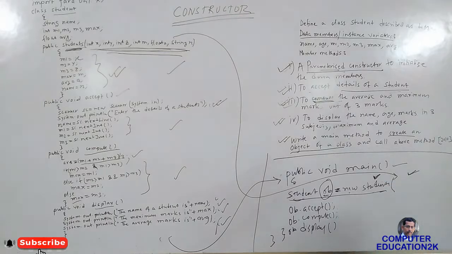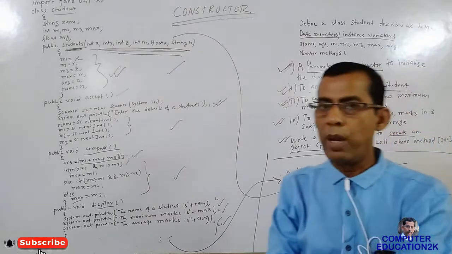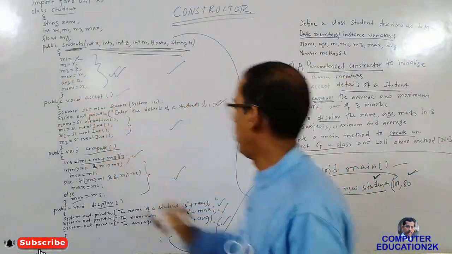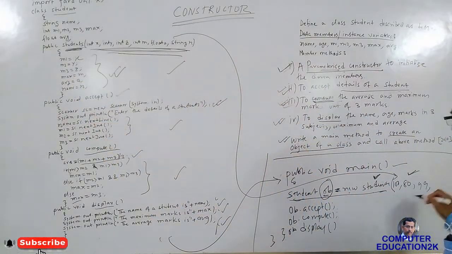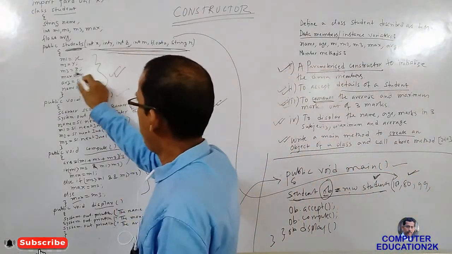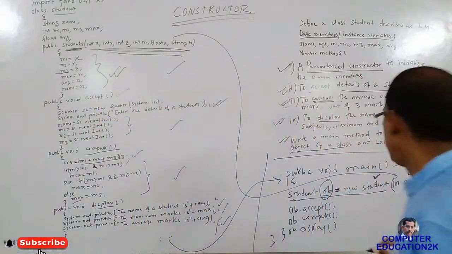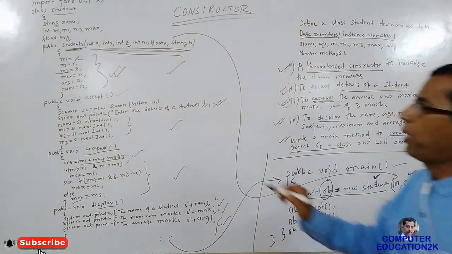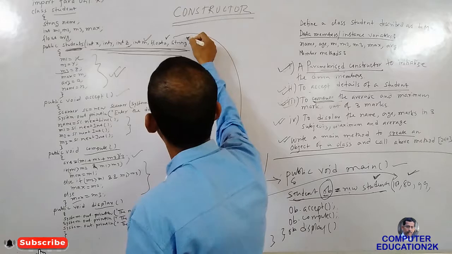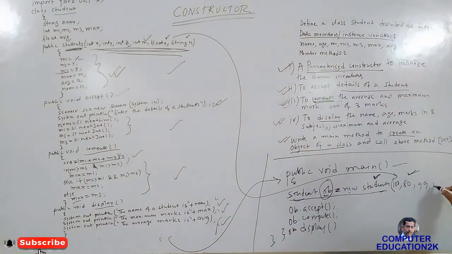Say for X, I am giving 100, and the 100 will go to M1. Then for Y I am giving 80, and 80 will go and be stored in M2. Then again I am giving 99, this 99 will be stored in Z, and then from Z it will go to M3. Then I have given 3 more parameters here: max, average and name. For max I am giving 0, for average 0.0, and for name you can give anybody's name in double quotes.